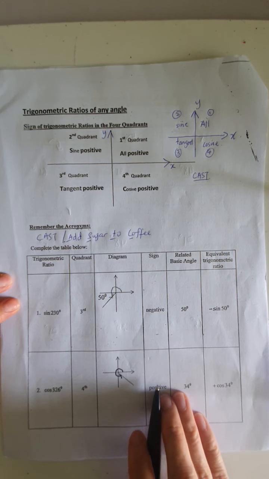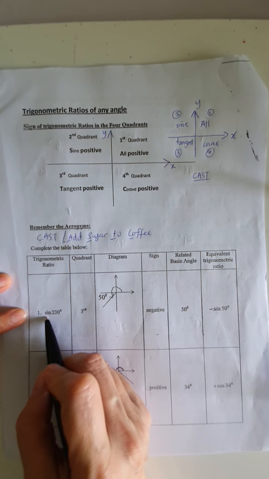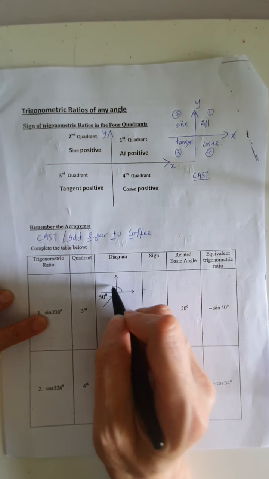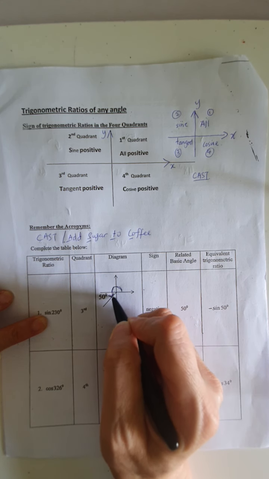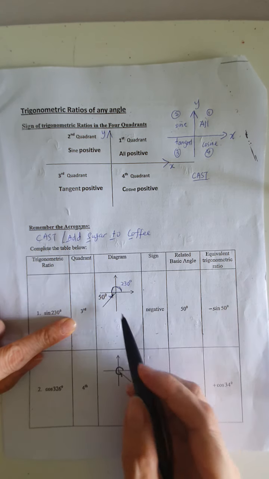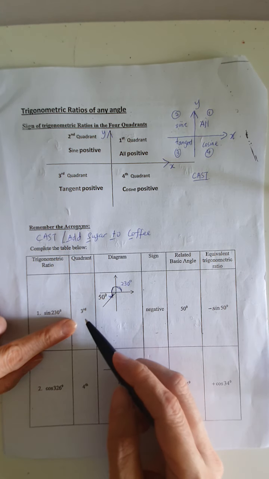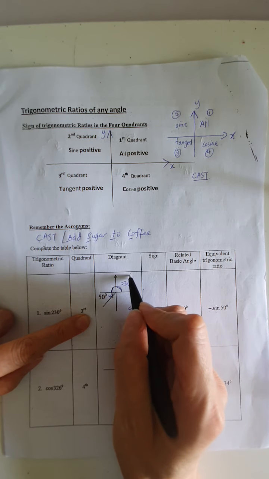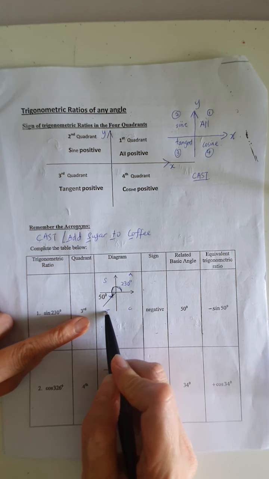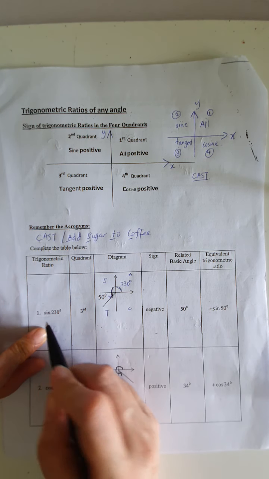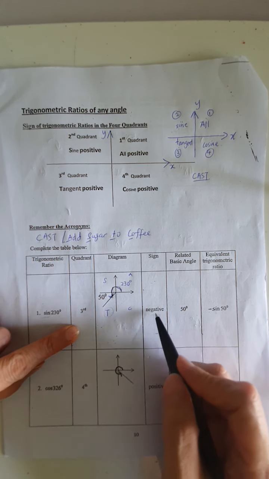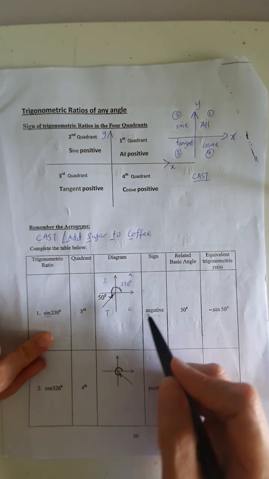If you look at the table here, if I am supposed to find sine 230 degrees, now 230 degrees is actually from here all the way to here. It's actually in the third quadrant. So in the third quadrant, what is the sign? Remember CAST. So only tangent is positive. So if I have a sine, then it must be negative, because only tangent is positive in the third quadrant.